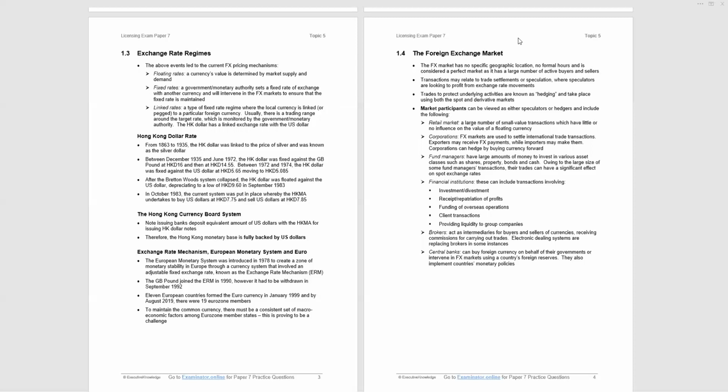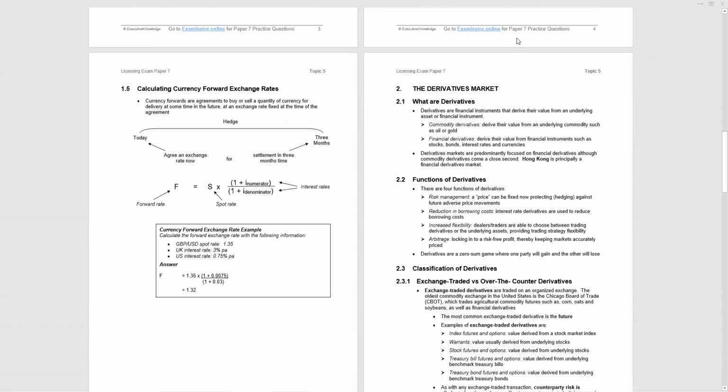Now, market participants can be viewed as either speculators or hedgers and include the following: retail market, corporations, fund managers, financial institutions, brokers, and central banks, all active in the foreign currency markets.